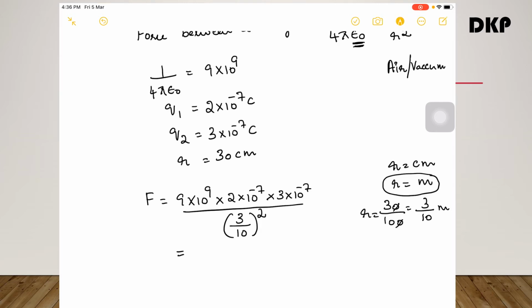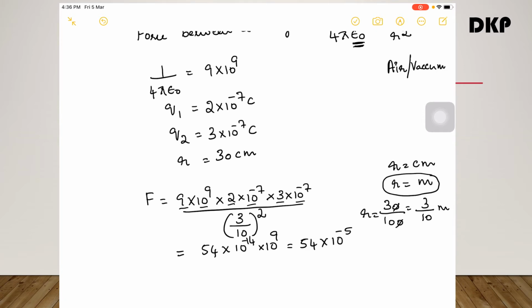Now we have to solve this. What is 9 into 2? 18. 18 into 3? 54. 54 into what is 10 to the power of minus 7 and 10 to the power of minus 7? It is 10 to the power of minus 14 into this one 10 to the power of 9, that we can write as 54 into 10 to the power of minus, what is minus 14 and 9 plus 9? It is 10 to the power of minus 5.